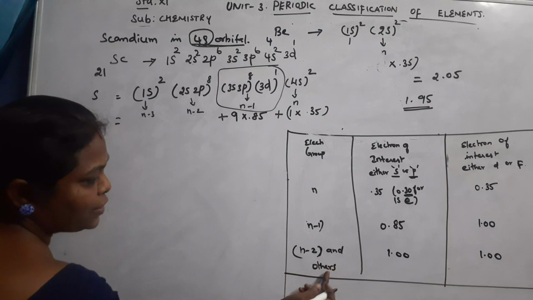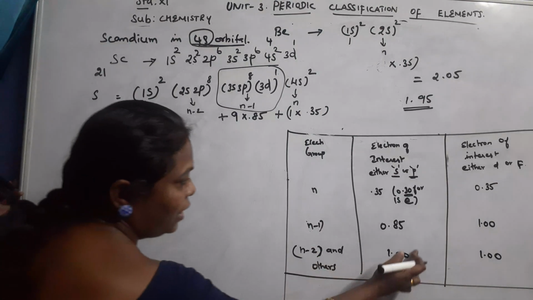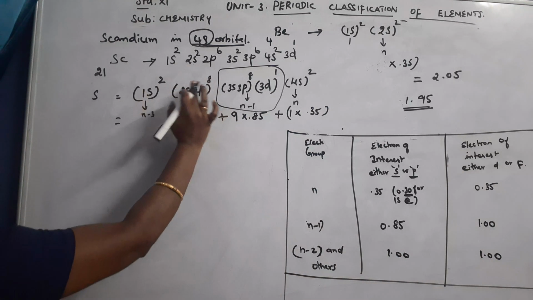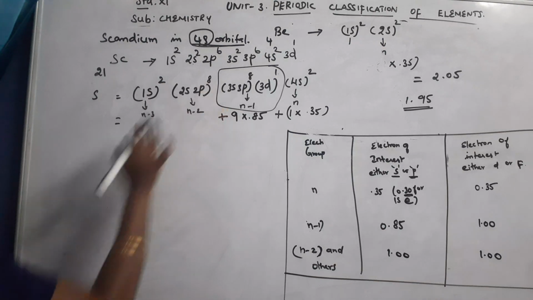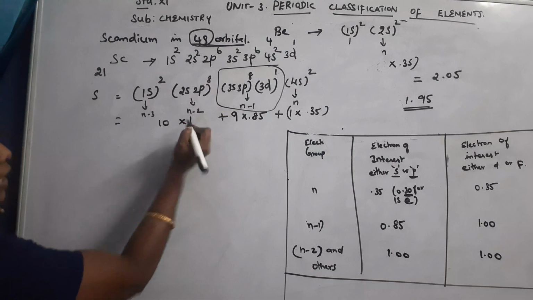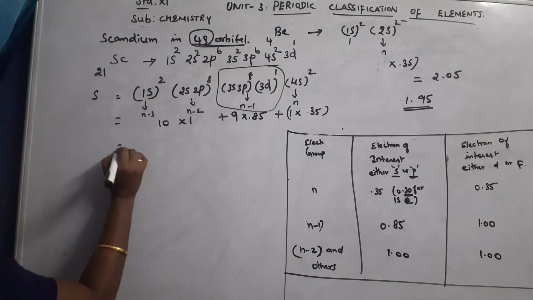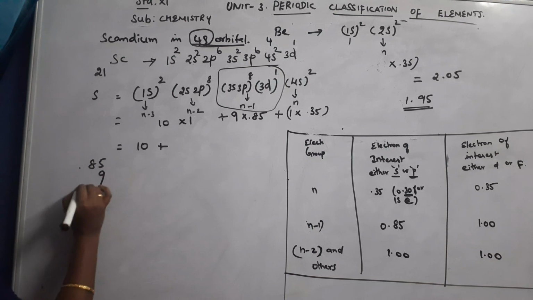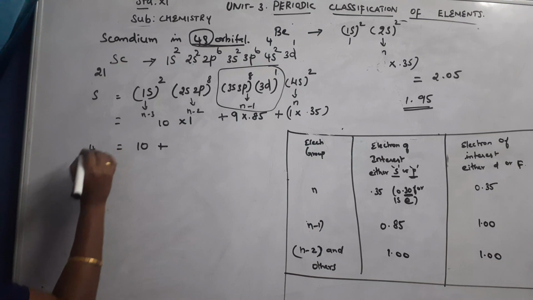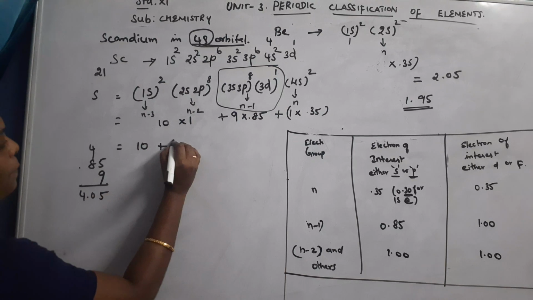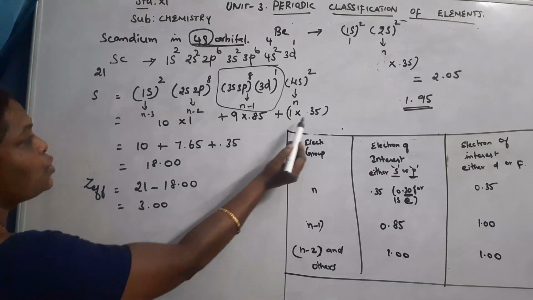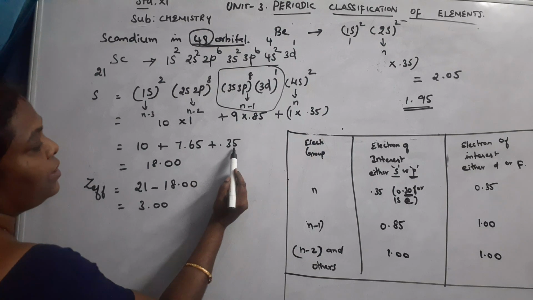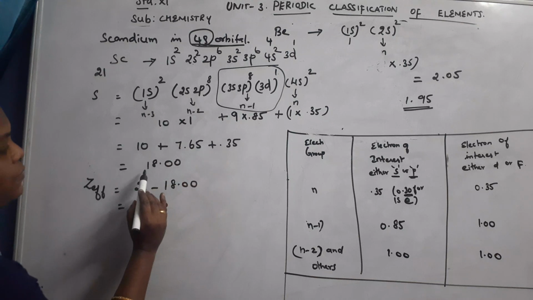Here you look at n minus 2 and others: total number of electrons into 1. All these correspond to n minus 2 and others. So total how many electrons are here? 2 plus 8, 10. So 10 into 1. Have you all understood? 10 into 1. Let us sum up now: 10 plus 0.85 into 9, which is 7.65, plus 1 into 0.35, which is 0.35.